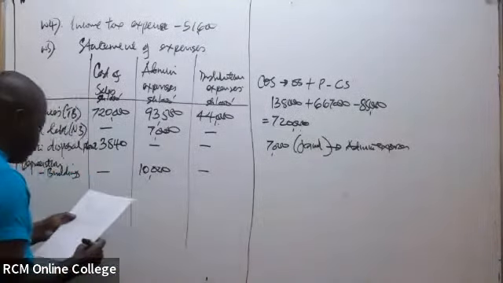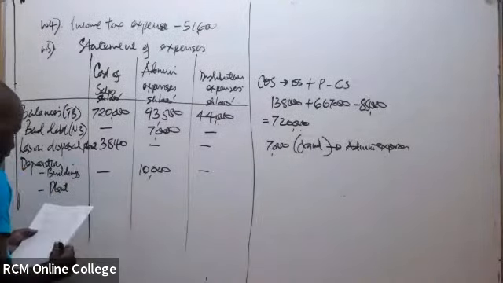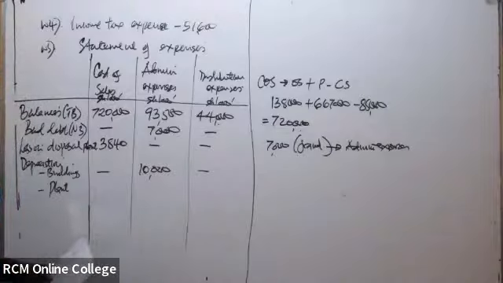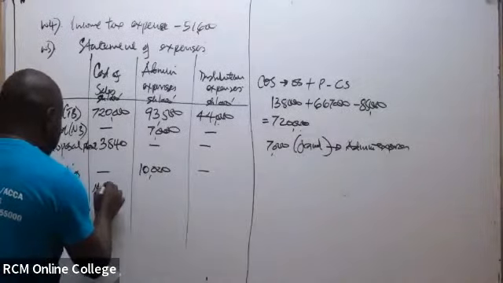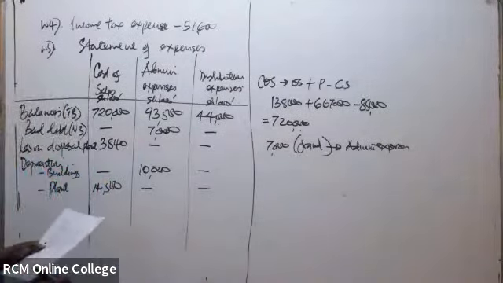Then in this case, we have plant. For plant, we are told it will likely go to cost of sales. Plant was 14,500,000. So that one will likely end up going to cost of sales.